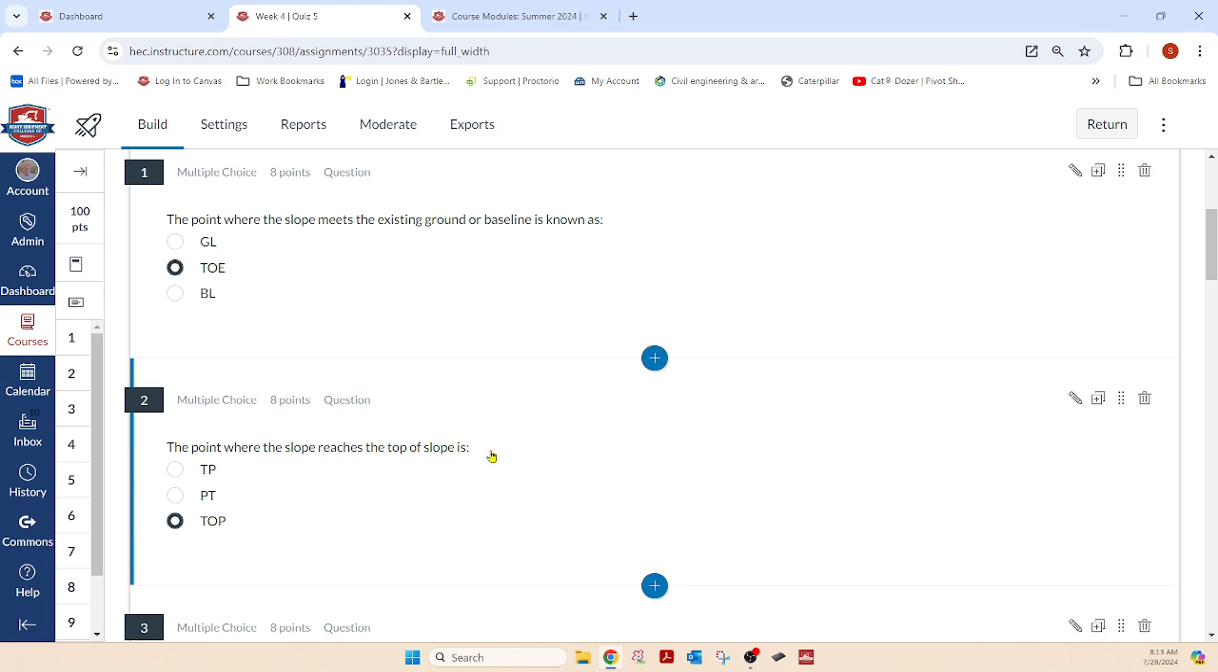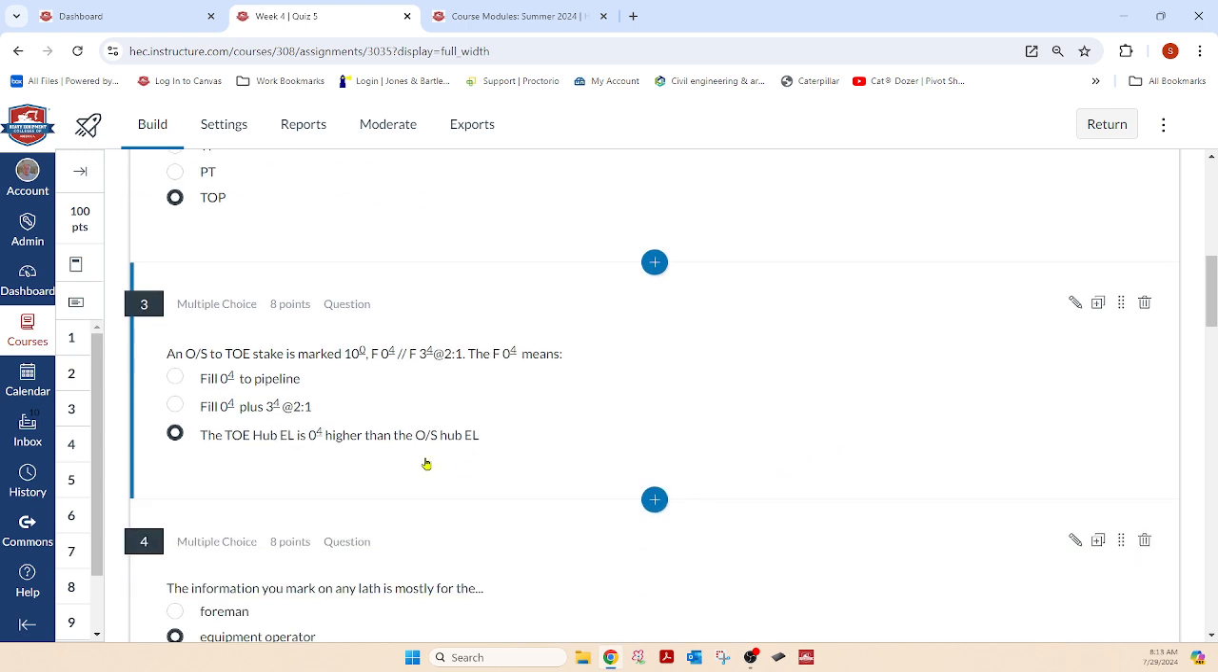The point where the slope reaches the top of the slope is the, guess what? This is an offset to toe stake is marked 10 feet. Now, I feel like you have covered this in the slope staking class. So I'm going to let you see this one. When that offset to toe or reference point to slope stake, either one, is marked like this, 10 feet. That means at 10 feet, I want you to fill 4/10. In other words, I want your toe stake to be 4/10 higher than your offset stake.